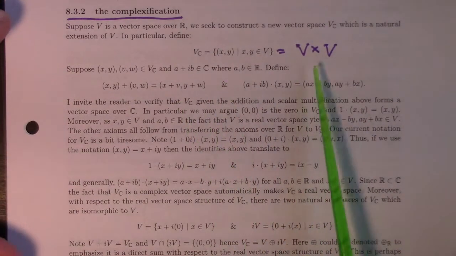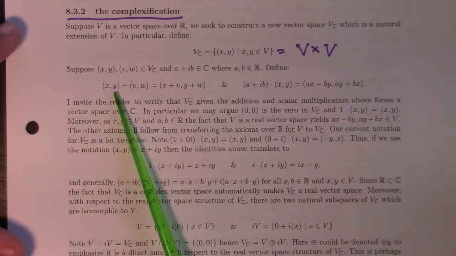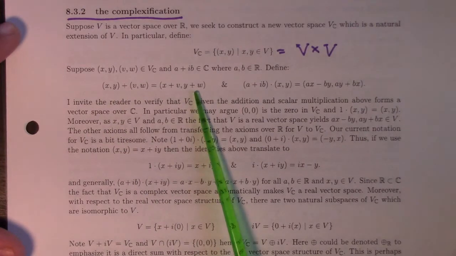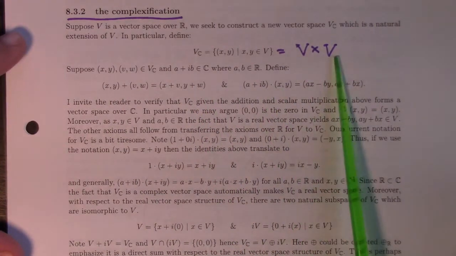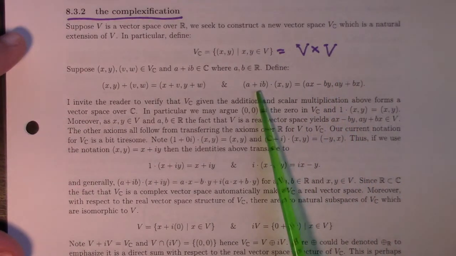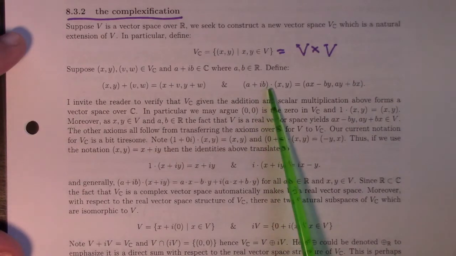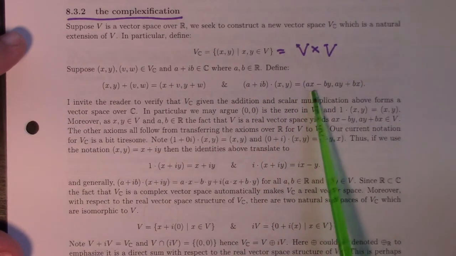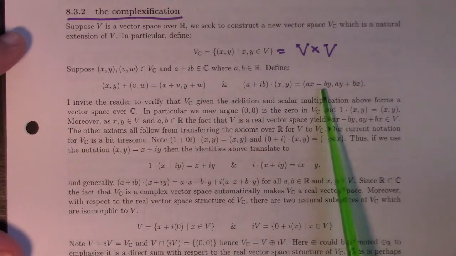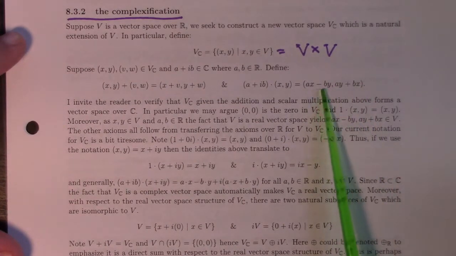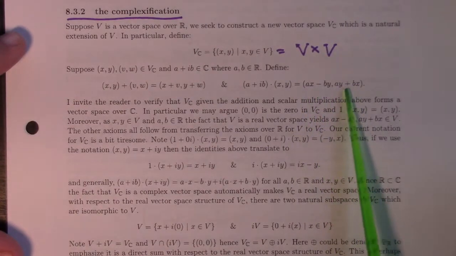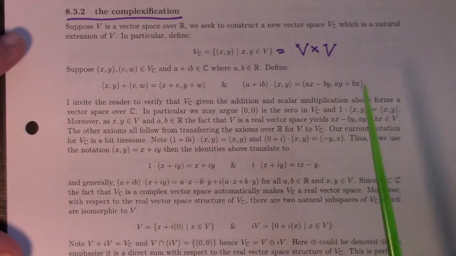First of all, addition on V cross V is the same as usual. We just add component-wise. But then here's the surprising thing. We can define complex scalar multiplication on V cross V as follows. We do a plus ib times (x, y) is (ax minus by, ay plus bx). Now, of course, this is well defined because this is a linear combination of vectors, and that's a linear combination of vectors, so it's definitely in V again.